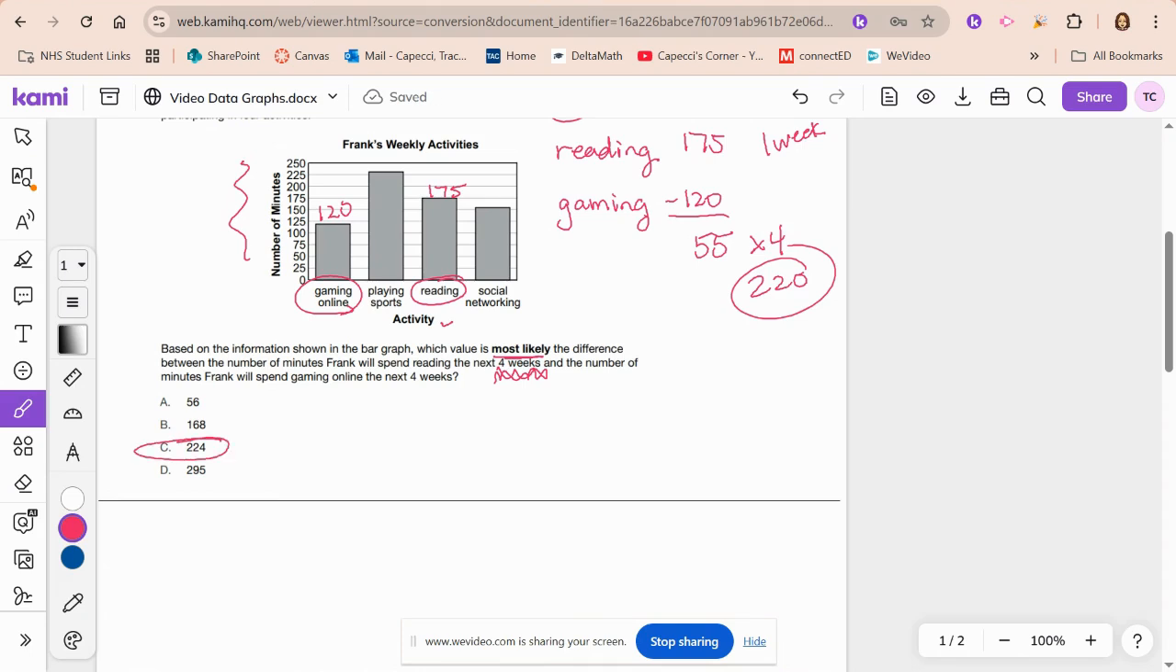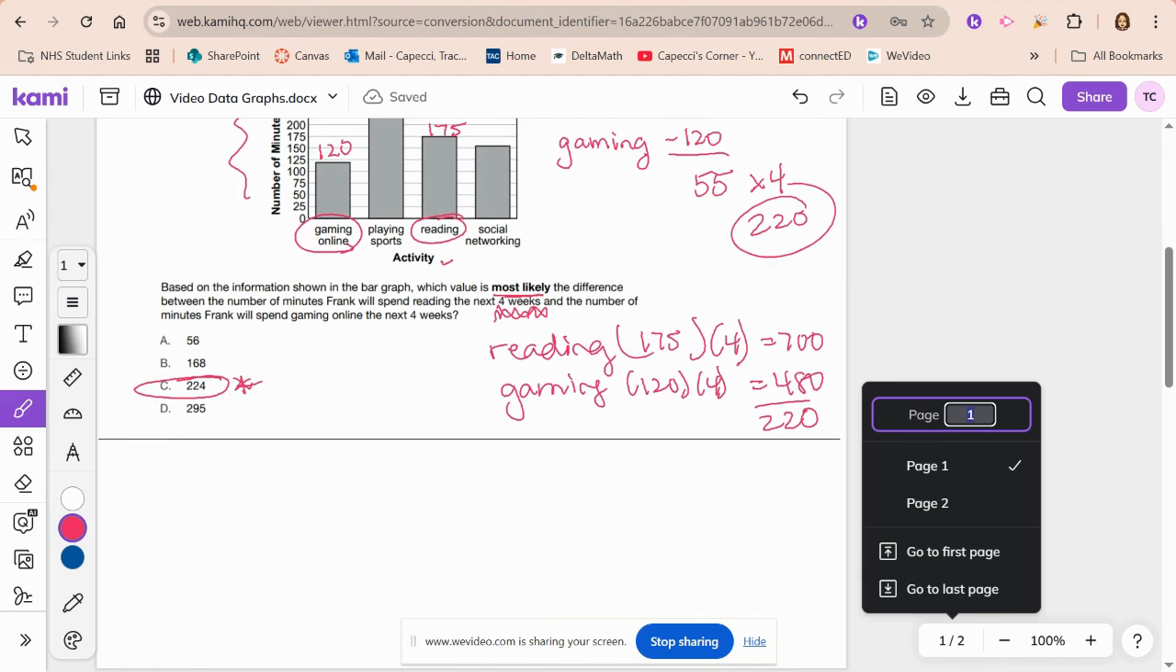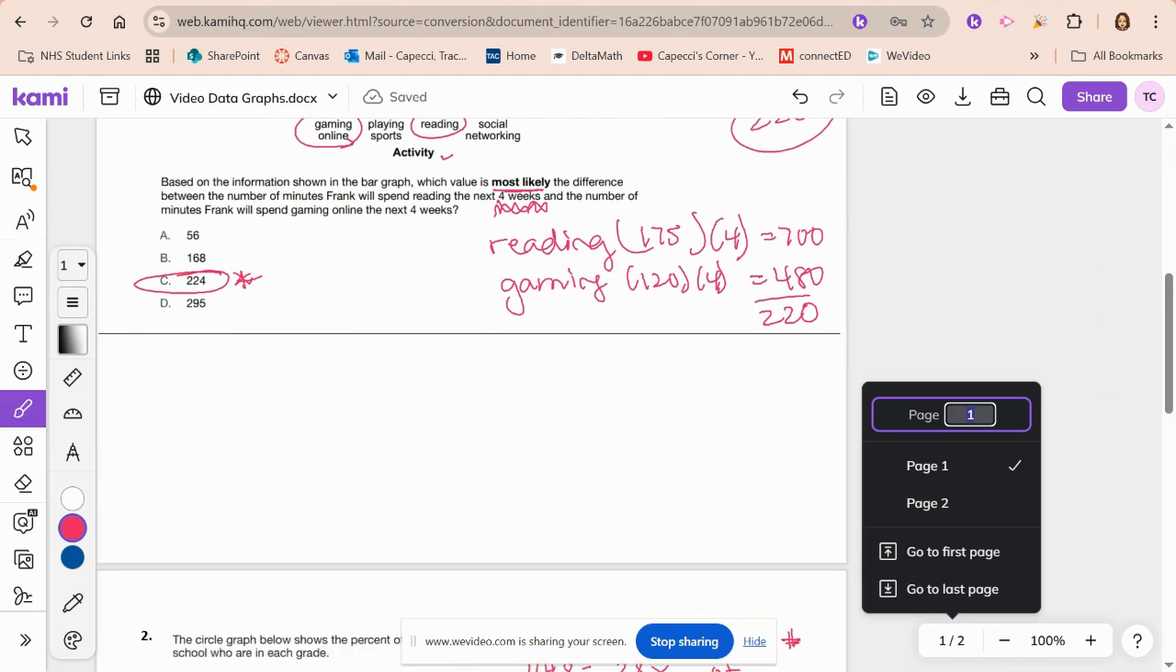Now, the other way we could have done this is instead of looking at them individually, just say, okay, reading is 175 minutes, and there's 4 weeks, which would give you 700. And then you can subtract the gaming minutes, which is 120 times the 4 weeks. And that gives you 480. And when you subtract again, you get 220. So again, 224 is our best answer. So the biggest thing here is just making sure that you're reading the question and answering what they're asking.